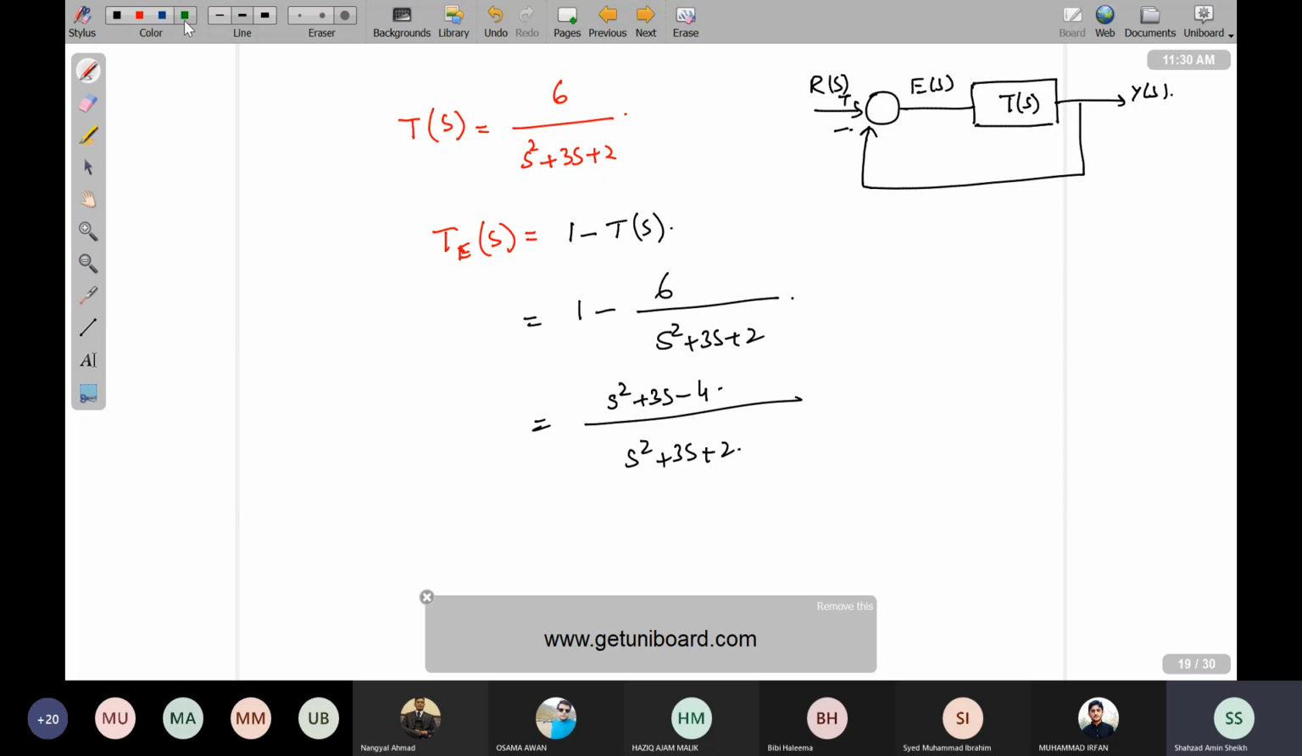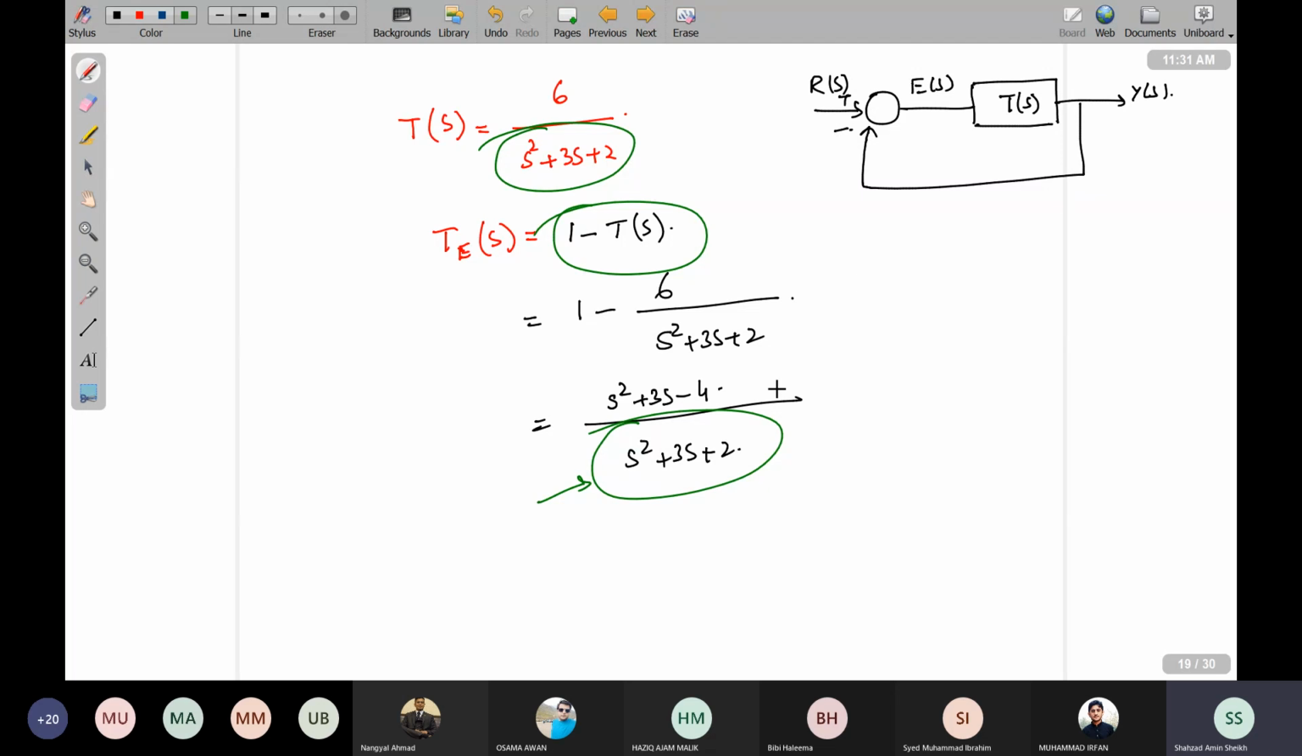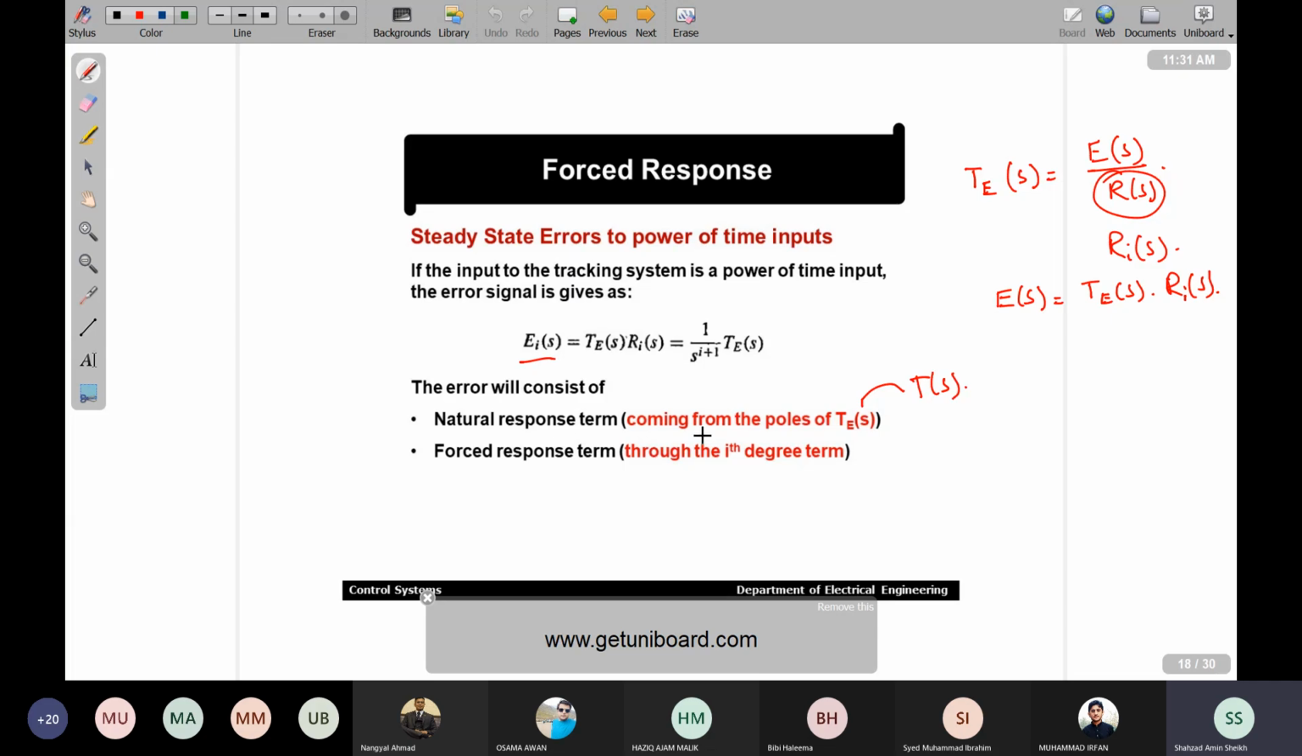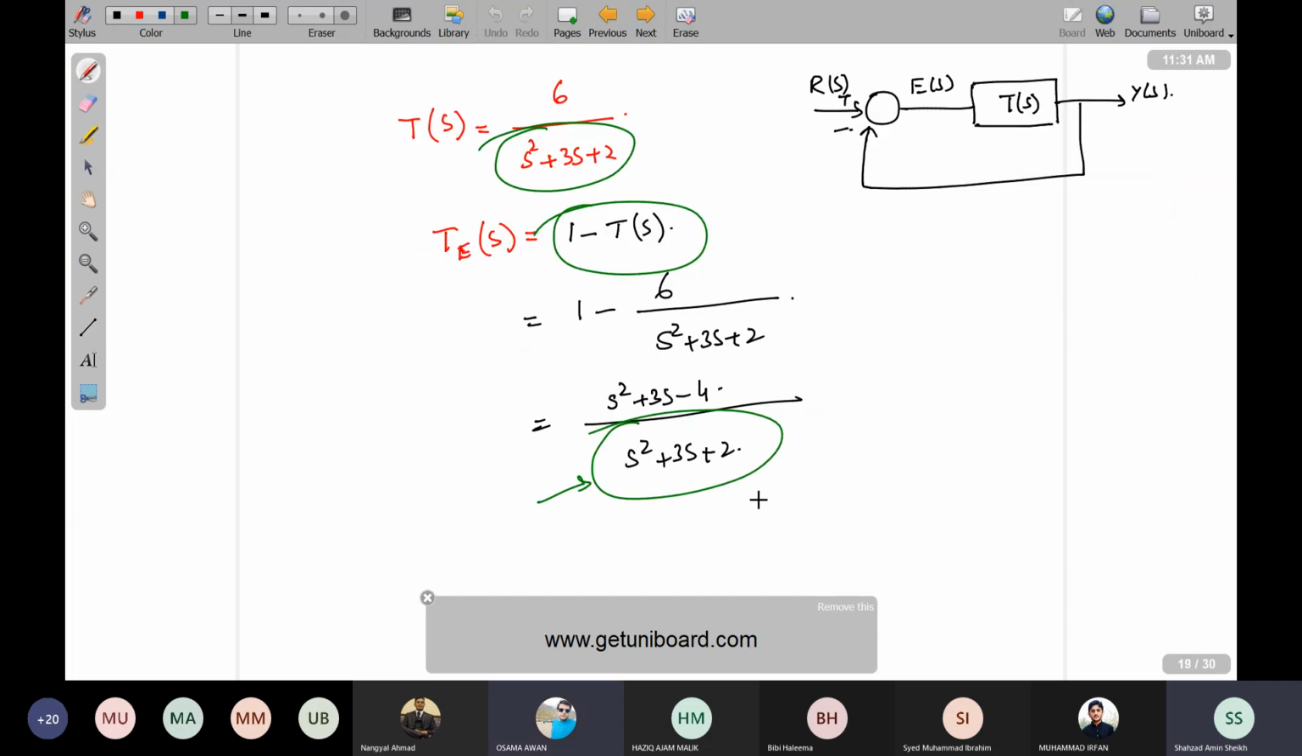Now look at the characteristic polynomial. This is the characteristic polynomial of TFS, and that's the characteristic polynomial of TEFS, and that would remain the same because TEFS is equal to 1 minus TFS. So characteristic polynomial change नहीं हो रहा. इसकी वजह से आपको zeros की locations आ रही हैं, लेकिन poles अपनी जगह पे मौजूद हैं closed form transfer function में. Agreed? So that's why we were saying that the natural response is coming from the poles of the TEFS. And the forced response अभी हम देखते हैं किसके साथ क्या होगा.